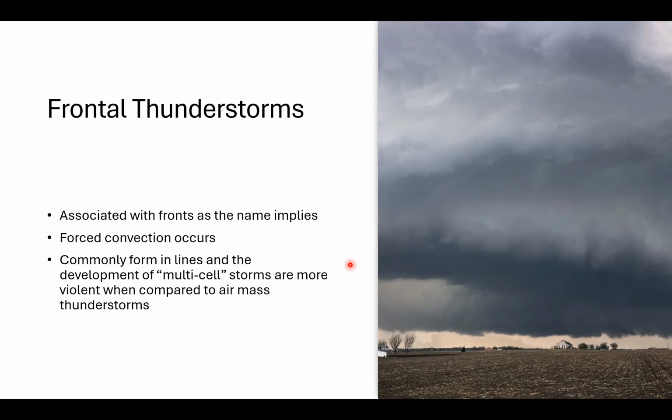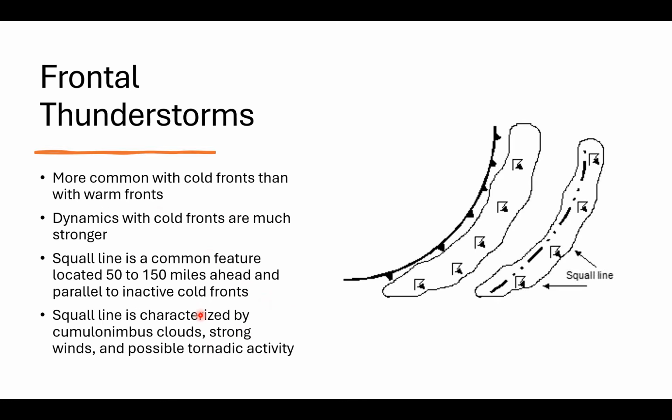Frontal thunderstorms, on the other hand, are associated with fronts. As the name implies, they're frontal. This occurs with forced convection processes. A front is one example of forced convection. And frontal thunderstorms commonly form in lines, and the development of multi-cell storms is more violent when compared to air mass thunderstorms alone. Here's an example of frontal thunderstorms. They are more common with cold fronts, typically out ahead along the leading edge of cold fronts.